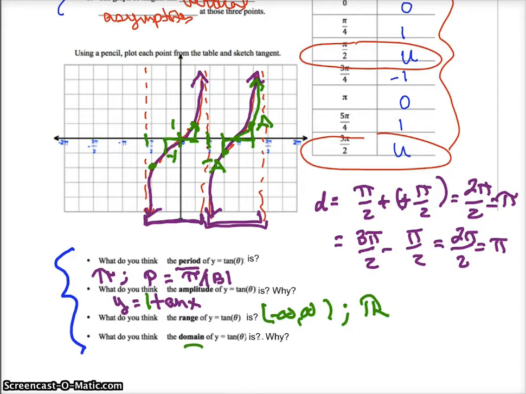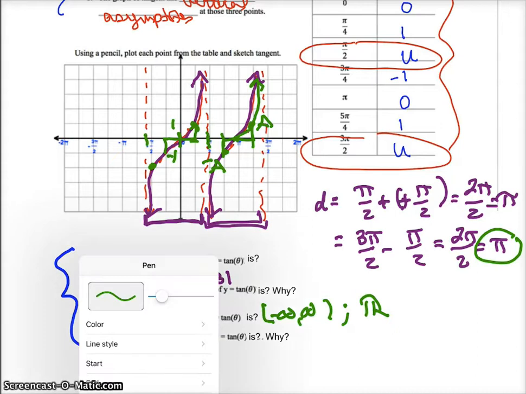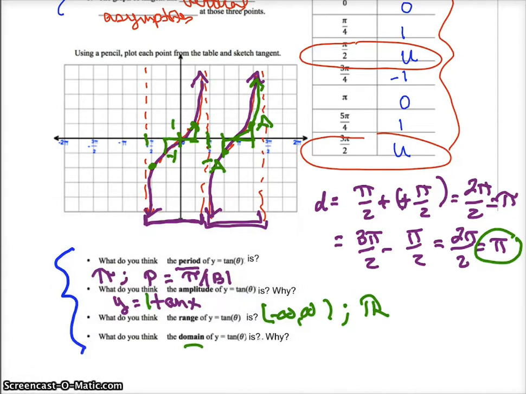Now the domain's a little bit trickier. We've only sketched 2 periods of tangent here, but if we know that the period length is pi radians, then we should be able to sketch some additional periods. If the period length is pi radians, that means we should have a vertical asymptote every pi radians. For example, pi radians to the left of negative pi over 2 is negative 3 pi over 2, so we should have another vertical asymptote.